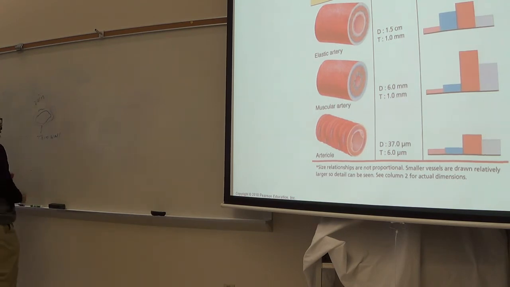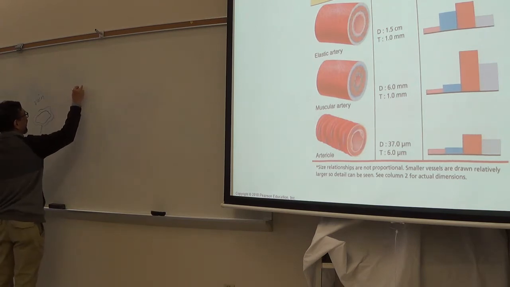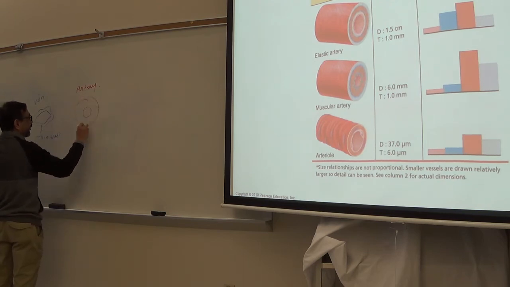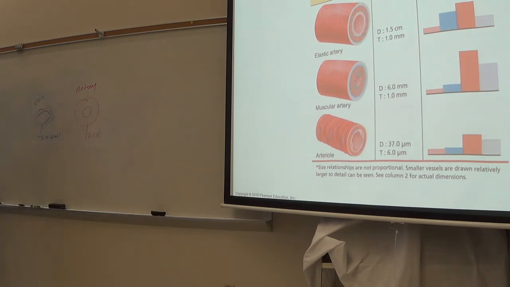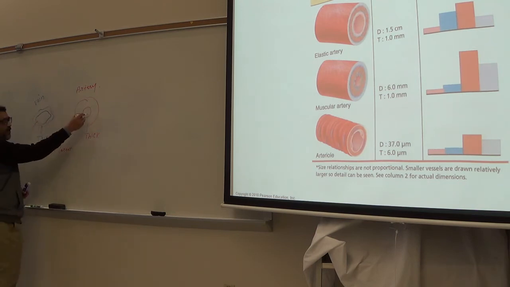If you see an artery, like same sized artery, the wall is what? Thicker. Okay? So if the wall is thin, the size of the lumen is bigger. Make sense? Size of the lumen is what? Larger in vein because the wall is thin. In case of artery, since the wall is thick, the lumen is what? Small.